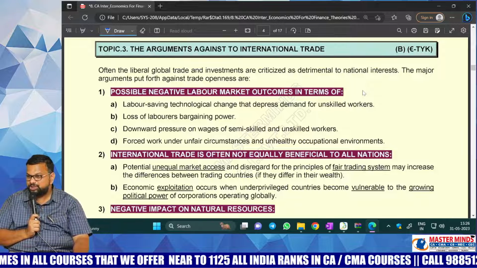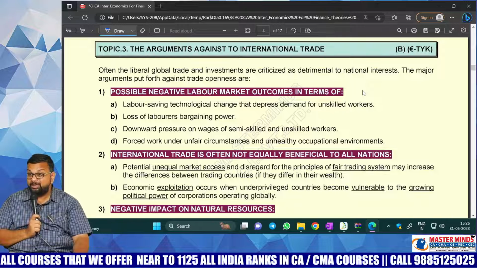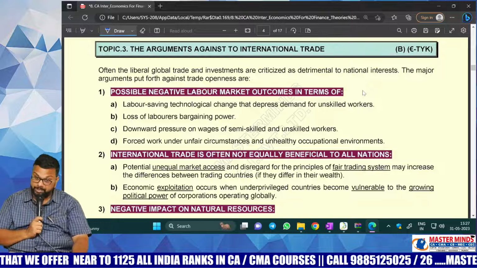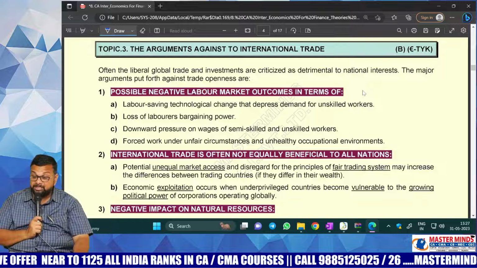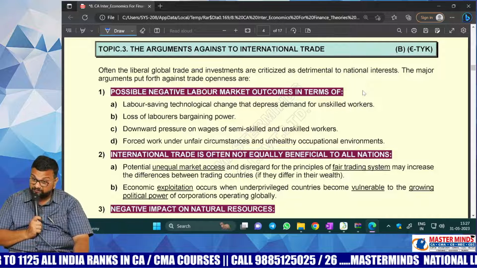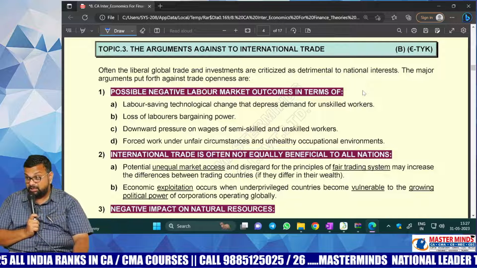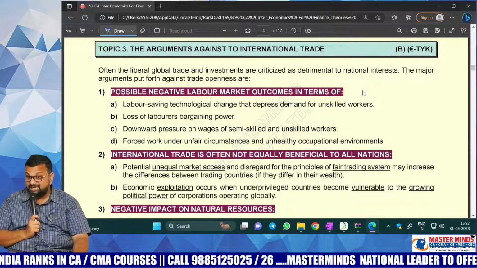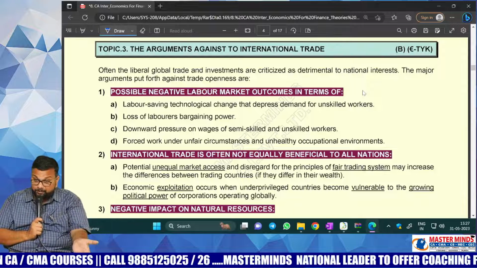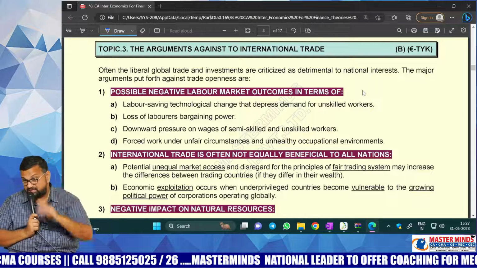So mechanization leads to increase in employment or decrease in employment? Decrease in employment. That's the major problem here. And it is a major problem for a country like India. If India starts depending too much on artificial intelligence, demand for semi-skilled and unskilled labor will decrease. Unemployment in a country like India increases.